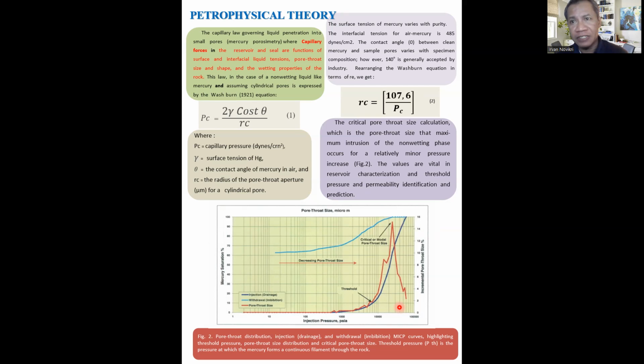permeability. Entry pressure and threshold pressure are terms used to describe the critical point on the mercury injection curve, which indicates the pressure at which mercury forms a continuous filament through the rock.